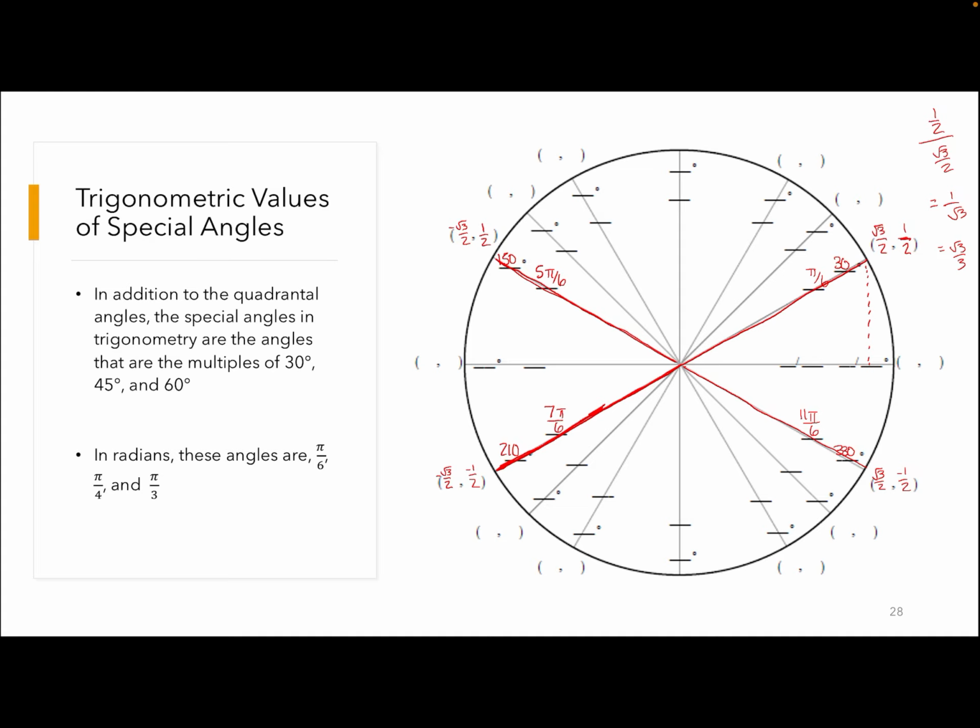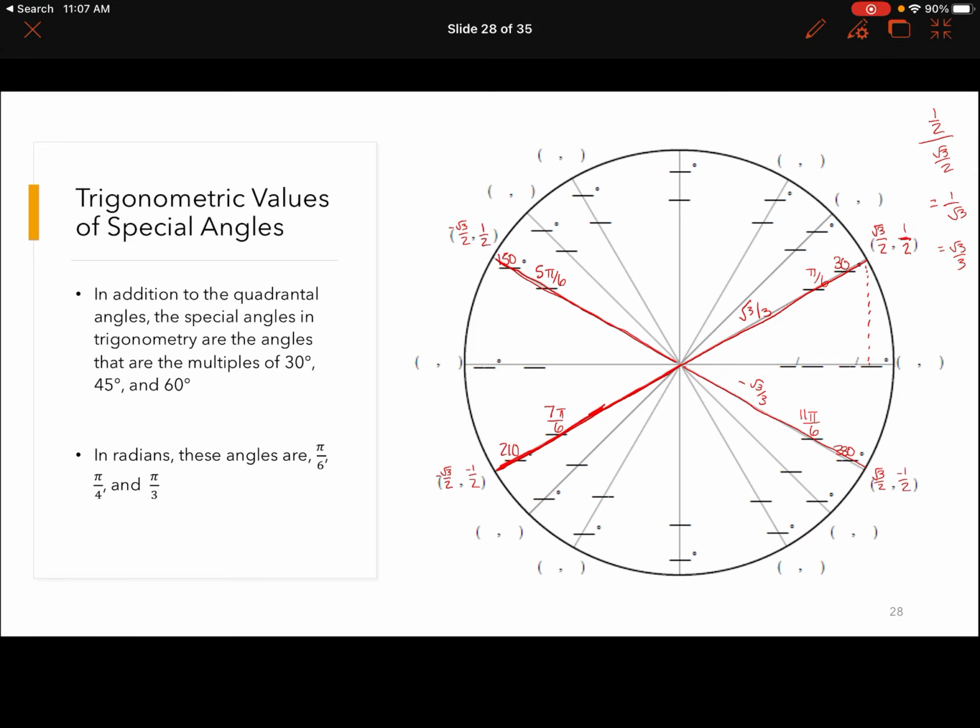You know what? Let's just go ahead and put it on here. So this slope is square root 3 over 3. And this slope is negative square root 3 over 3. That's the tangent value, the slope of that line segment. All right, so that takes care of our 30-degree angles.